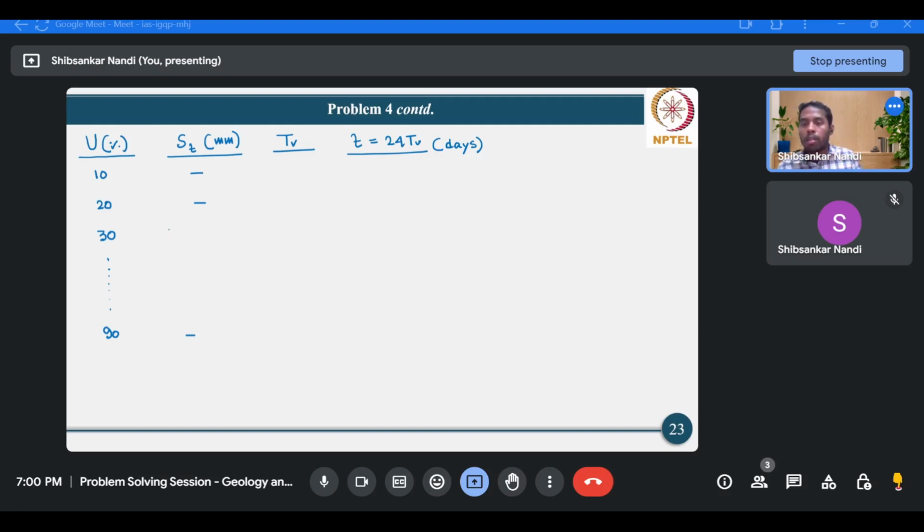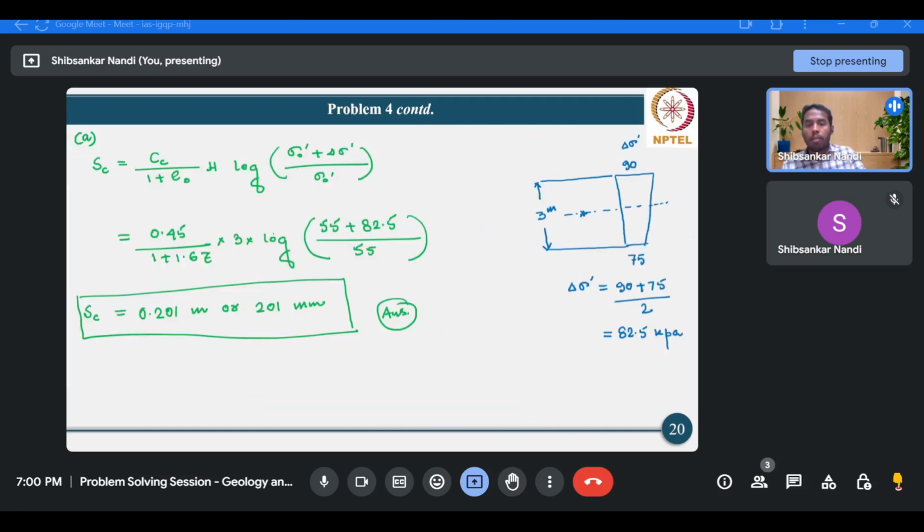As we know that U is basically ST by SF multiplied by 100. So your ST will be 0.3 into 201. So it's 60.3 mm. Okay, because the expected final settlement we have calculated as 201 mm.